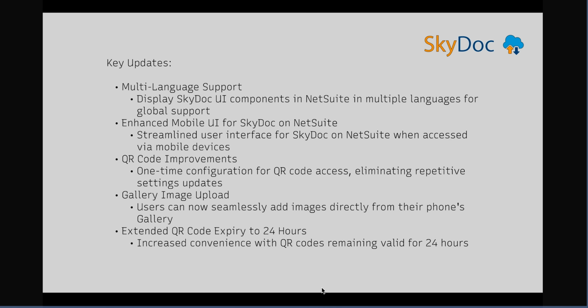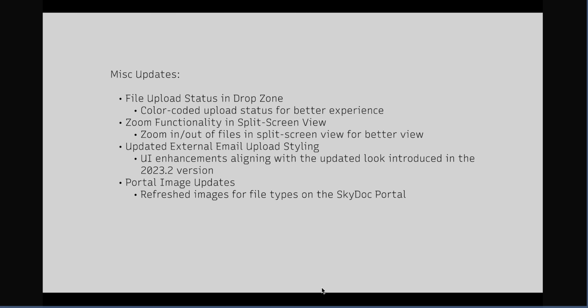Now let's look at what we have for SkyDoc. The key feature we have here for SkyDoc is the multi-language support. We now have a simpler UI to support SkyDoc on mobile devices. And we have made some improvements on our QR code functionality and our image uploads as well. And there are other simple updates that we have made. You can see the details on the screen here.